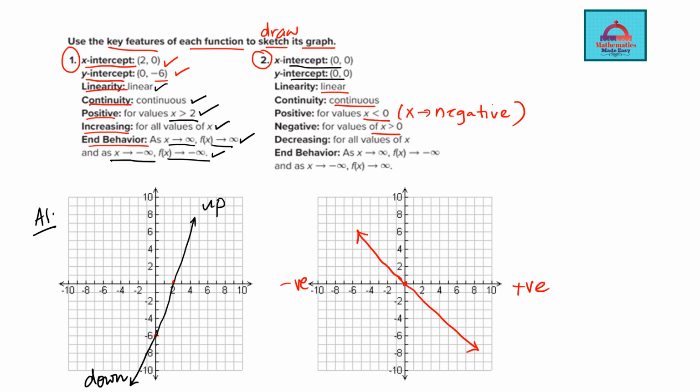As you see, it's a decreasing graph for all values of x, so this is true. Let's check the end behavior. When x goes to infinity, meaning x goes on the right side, f(x) is going to the negative side, meaning it's coming down, so this is correct. And when x goes to negative infinity, f(x) is going to positive infinity. So on the negative side of the x-axis, the graph goes up. So this is the correct answer.